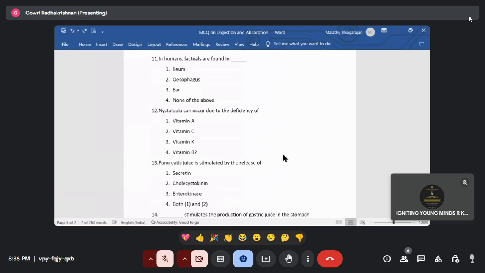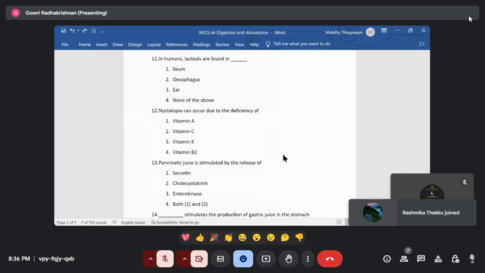nyctalopia. What is nyctalopia? It is night blindness. You can't see when it is dark. That is because your eyes lose the ability to adjust to the bright light and the darkness. So you will have difficulty seeing in darkness when you have this condition.